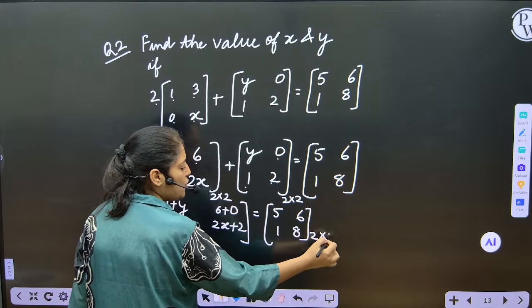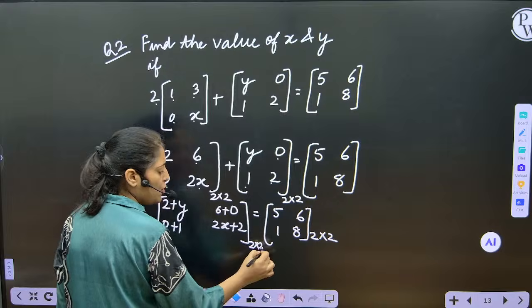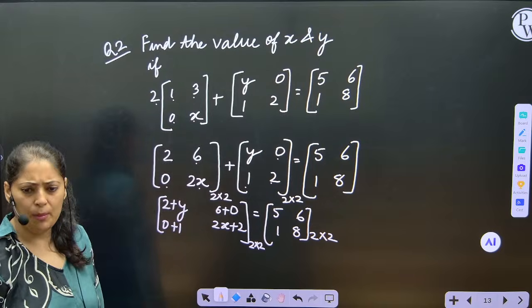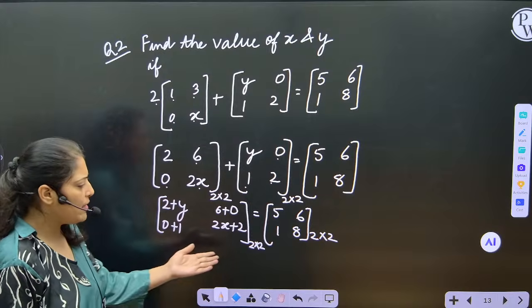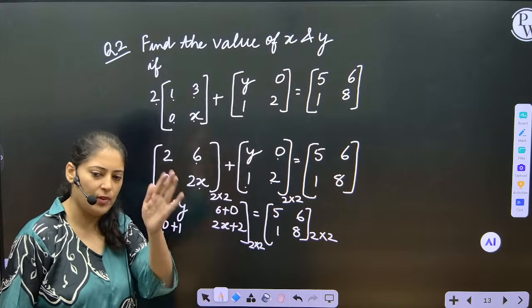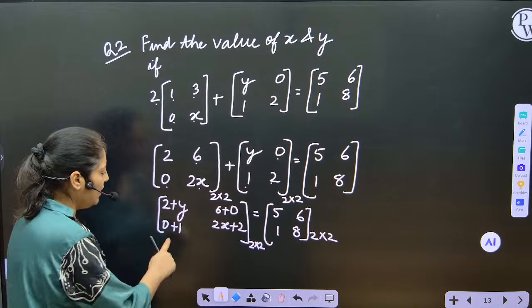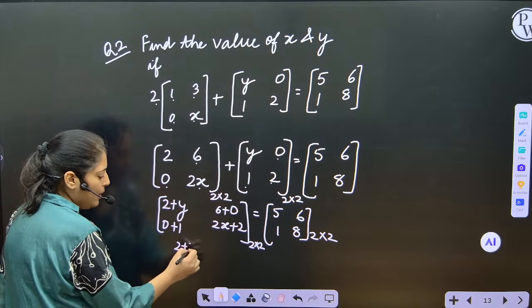This order is also 2 cross 2. This order is also 2 cross 2. So equality is possible. They have given that they are already equal, so the order is also the same. That means corresponding elements will also be equal. So what does corresponding elements mean?